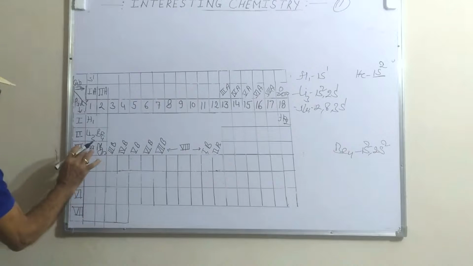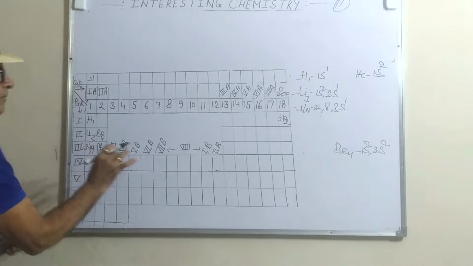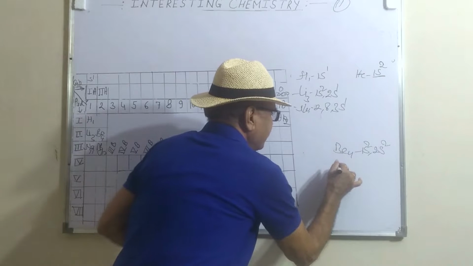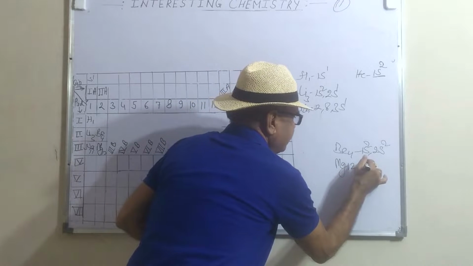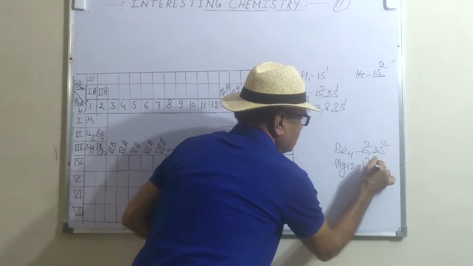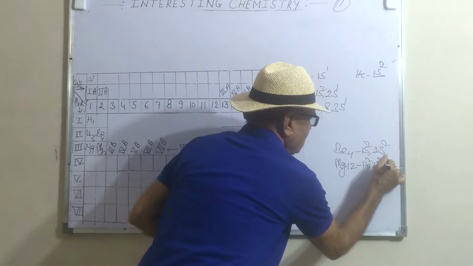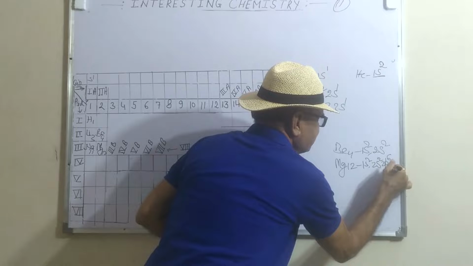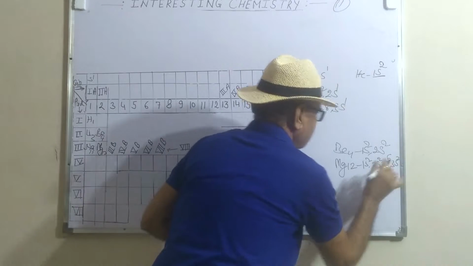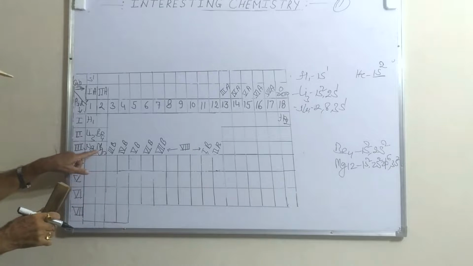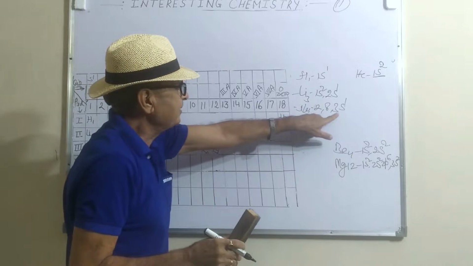Magnesium, atomic number 12. You will write here magnesium 12: 1s2, 2s2, 2p6, and 3s2. This one is 3s2. For sodium, this is 3s1.